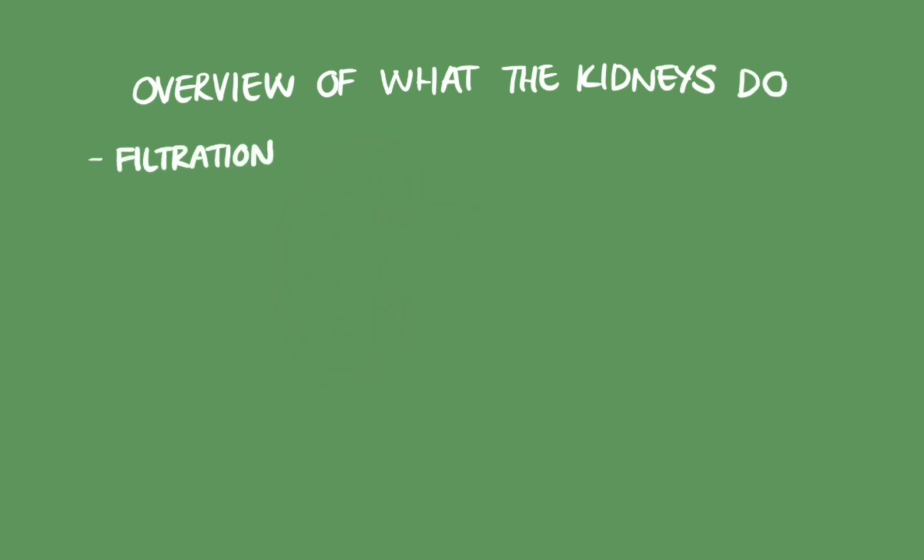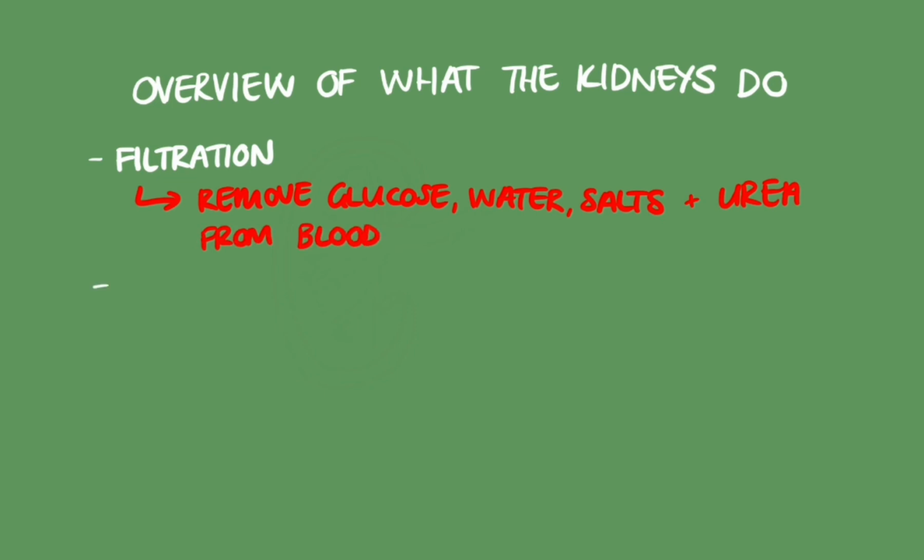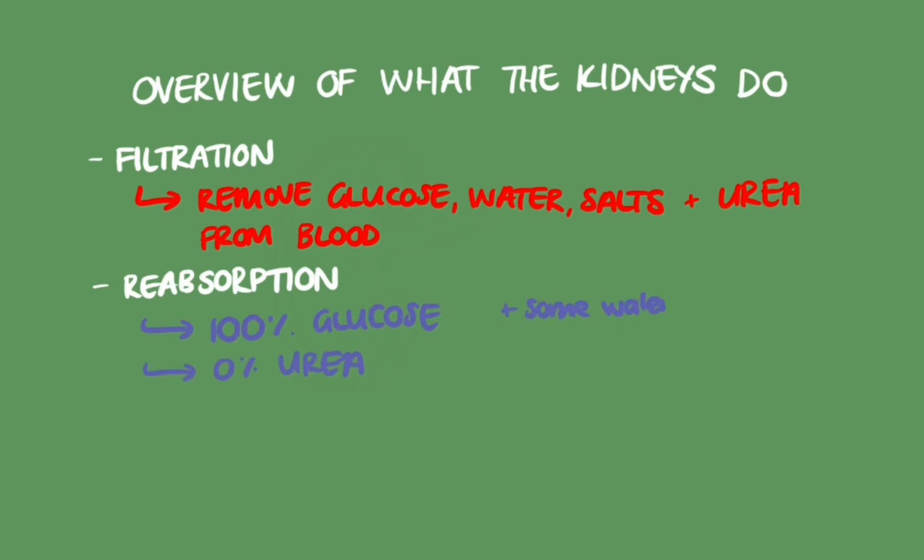So how about an overview of what the kidneys actually do, what they're in charge of? So they filter, and by filtration, we mean the kidneys remove glucose, water, salt, and urea from the blood. But they also do something called reabsorption, which is basically where some of these substances are reabsorbed back into the blood, so they're not excreted.